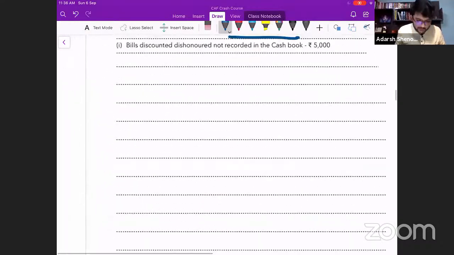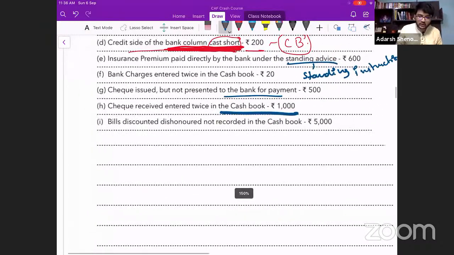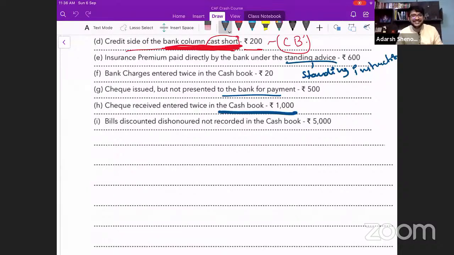Can we go to the next one? Bill discounted, dishonored, one time of the amount. It's just amount once. Okay. Bills discounted, dishonored, not recorded in the cash book, rupees 5,000.